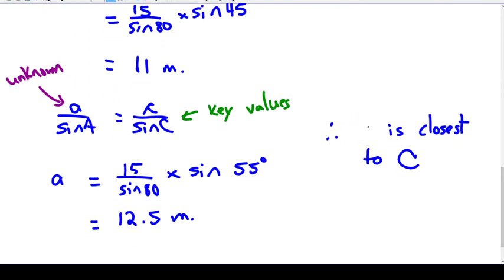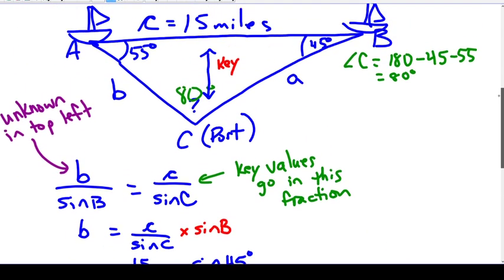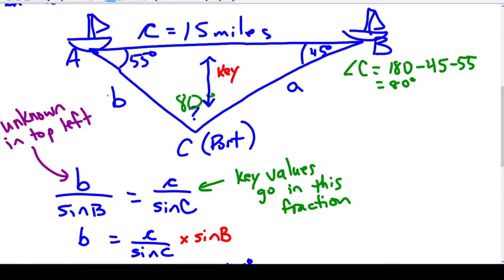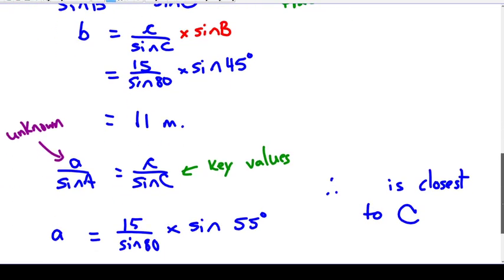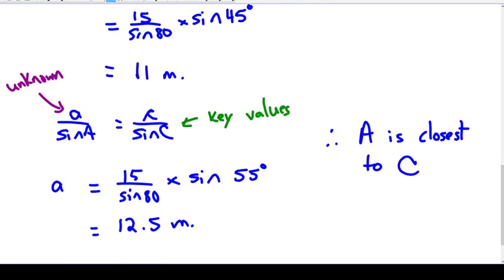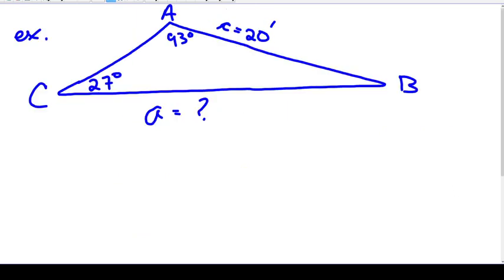Length little b is shorter. So you got to be careful here. Length little b is shorter. That means that A, the boat A, is closest to C. So it's always good to reread the question, make sure we're answering it correctly. And that's basically the sine law. So let's look at another example.